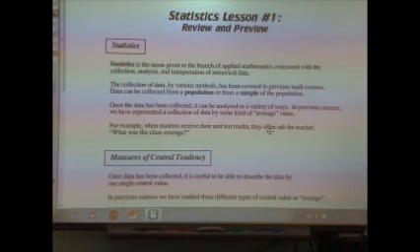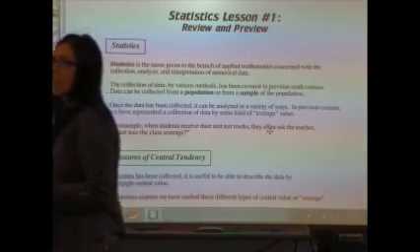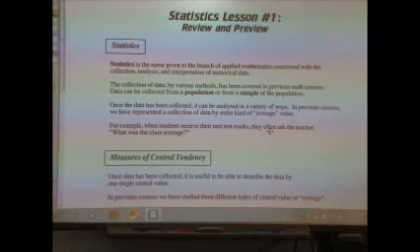So for example, when students receive their unit test marks, they often ask, what's the class average? I never tell you what the class average is because it doesn't really matter how the class did, it matters how you did. I don't worry about the class average.